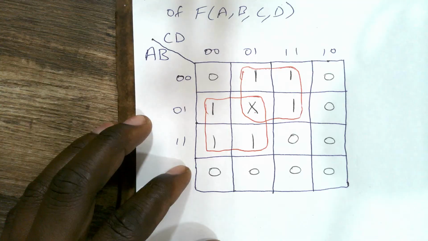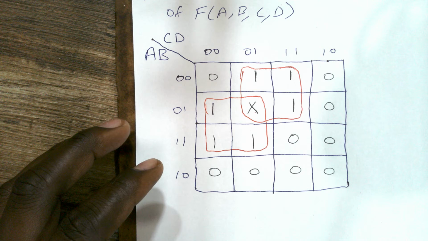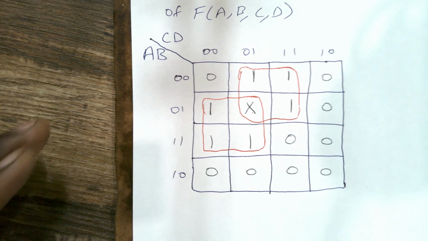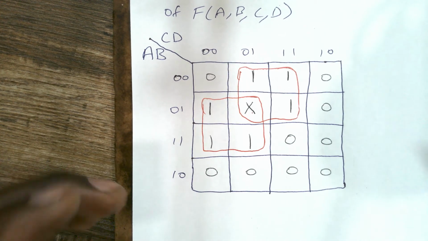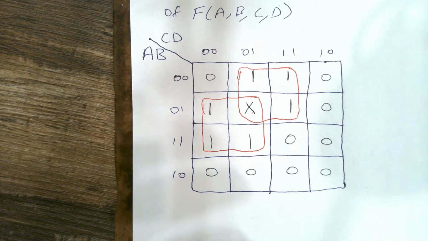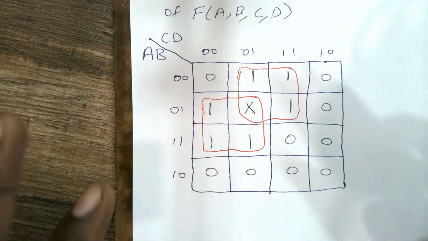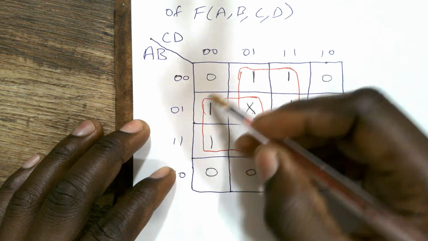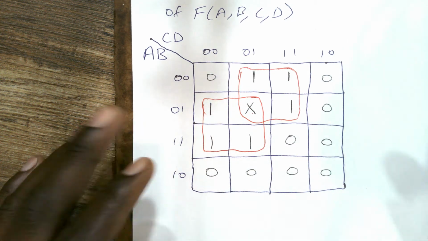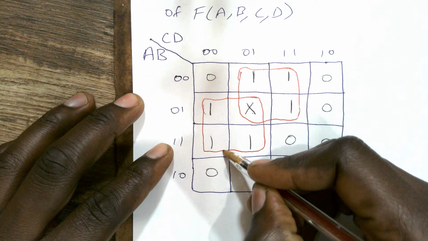So once you complete the circling process, the next thing is to find the expressions for all of the circled ones. So let's do that. Alright, so now that we circled the ones, all we have to do is find the expression for each of the circles. Right now I'll be using the terms circle and square interchangeably. It's the same thing, square or circle of ones. So the first thing, let's look at this one here.